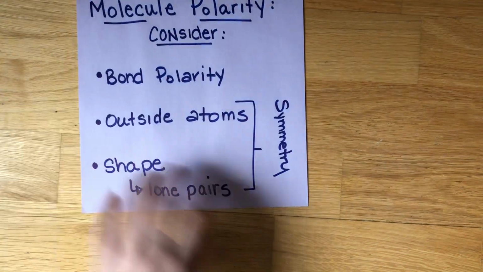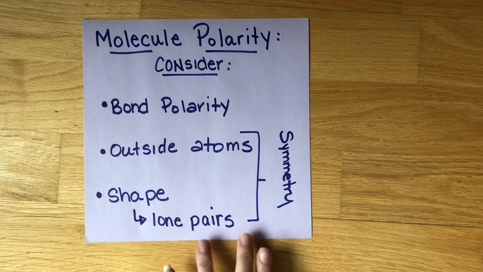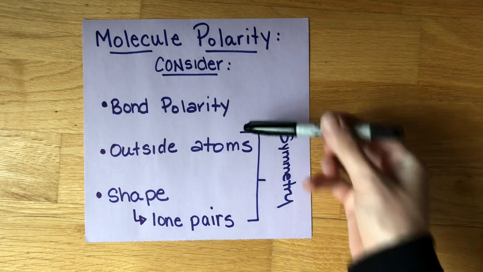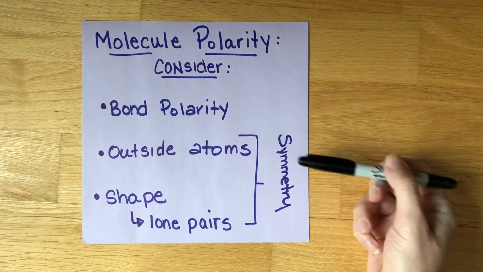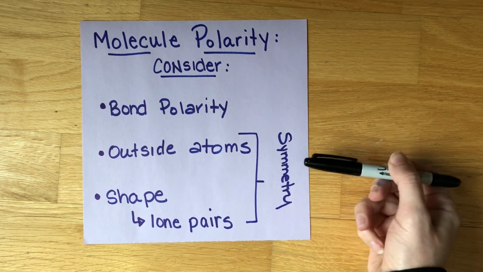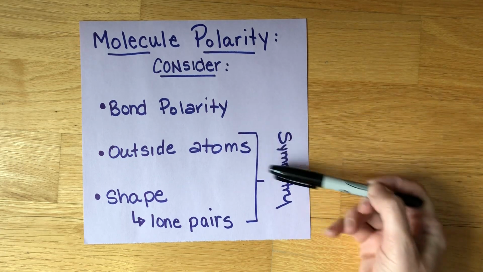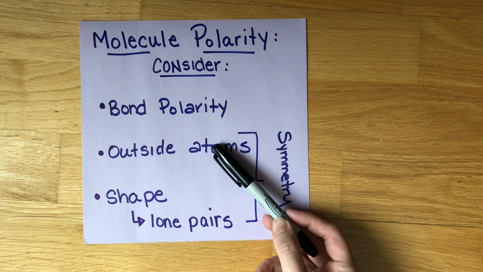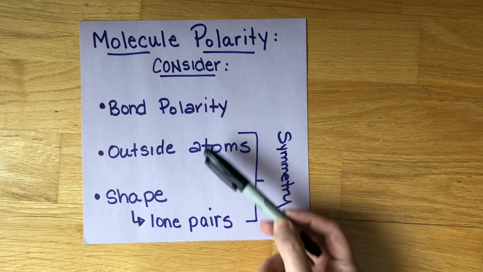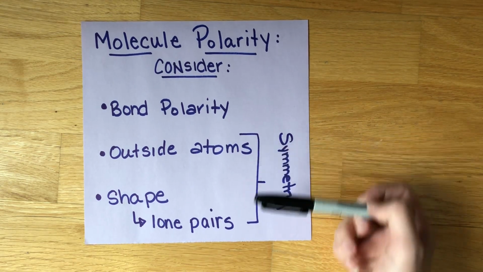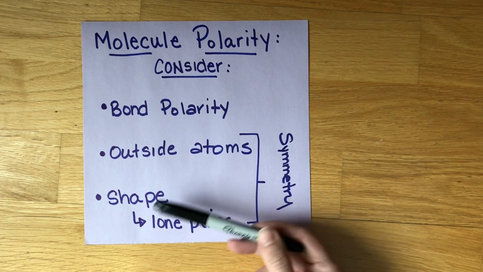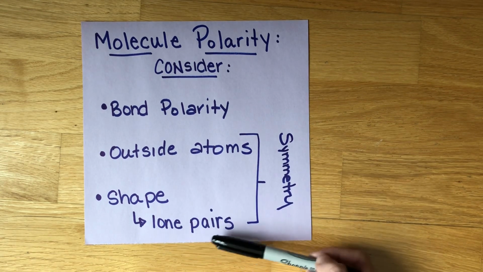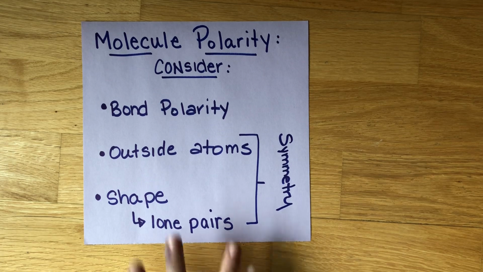So for molecule polarity, these are the things we're going to consider in this video. Bond polarity, which we just reviewed, and something called symmetry. Symmetry is going to be taking into consideration what your outside atoms look like, right? The atoms bonded to the center of the Lewis dot structure, and the shape of your molecule. And in particular, we're going to be looking at lone pairs. So this is what lies ahead.